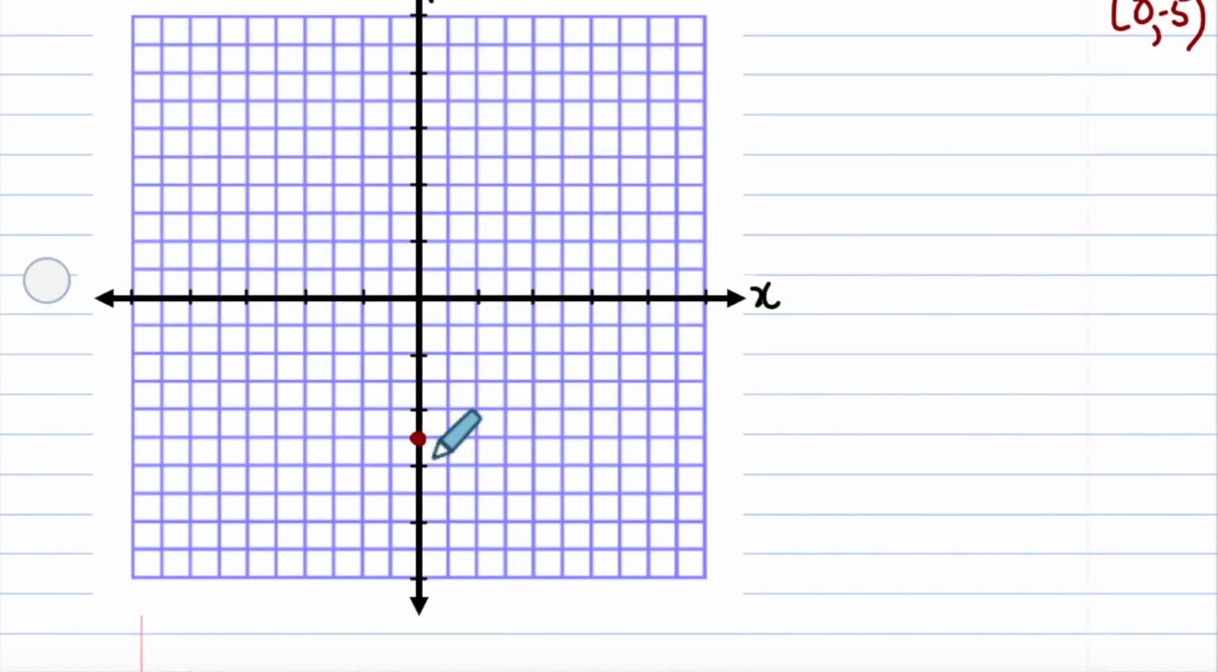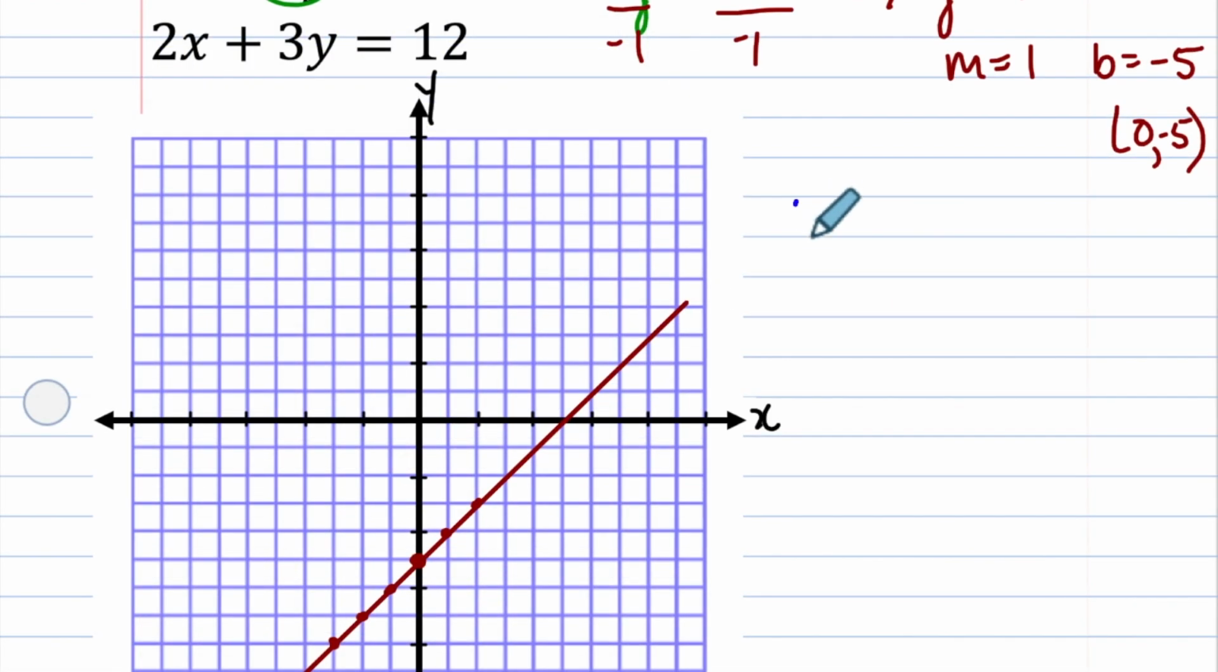From the y-intercept, the slope is rise up 1, run over 1. Rise up 1, run over 1, or we can go down 1, left 1 to get the same slope. And the second equation, we need a bit more room here. We'll solve for y, subtract 2x from both sides.